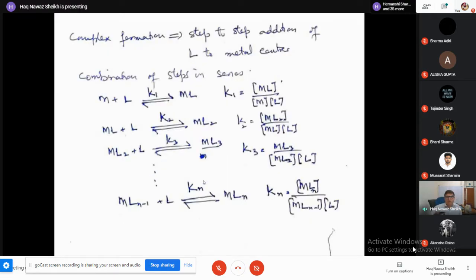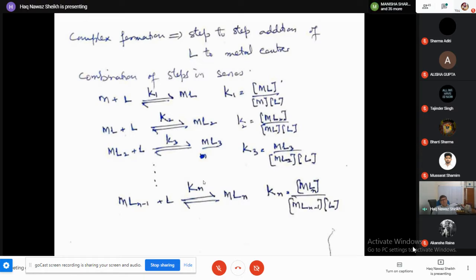So complex formation cannot take place directly. If you look at the minute details, the complex formation has to take place step by step. There are 6 water molecules initially, then one ligand will come and dislodge one of the water molecules, and that process will have its own equilibrium constant.